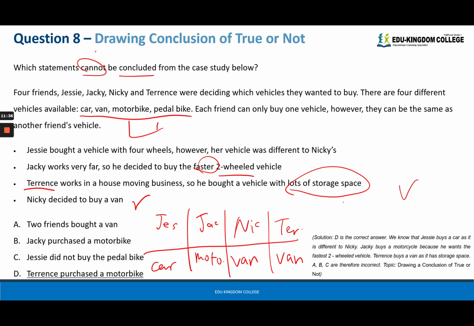Now we want to find a thing that cannot be concluded, not can. Okay, so let's go down. 2 friends bought a van. Yes, correct. So not that one. Jackie bought a motorbike. Yeah, she did. Jesse did not buy the pedal bike. Correct. And Terrence purchased a motorbike. That is actually incorrect. He purchased the van. Remember, these people can only buy 1 mode of transport each. So D is the answer here.